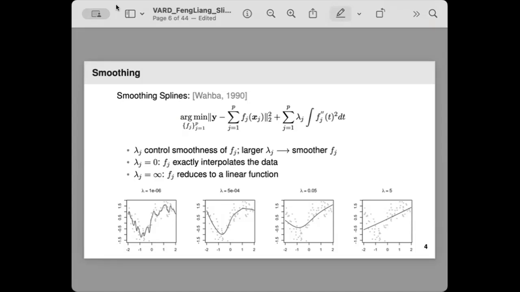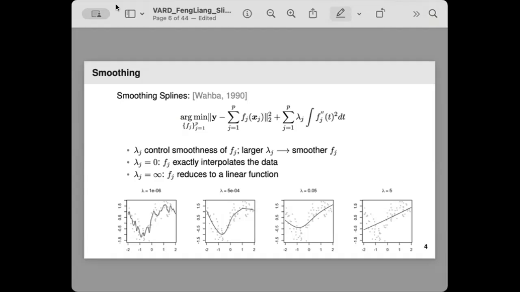Each f_j has its own smoothing parameter lambda_j, and a larger lambda results in a smoother estimate of f, and a smaller lambda allows more flexibility. You can see this visually in the bottom panel of the curve plots. And there are two extremes. When lambda is 0, we do not penalize, and the estimated f essentially interpolates the data points. When lambda is equal to infinity, f is forced to be linear because a linear function has 0 second derivative, and the penalty vanishes even when lambda_j is infinity.